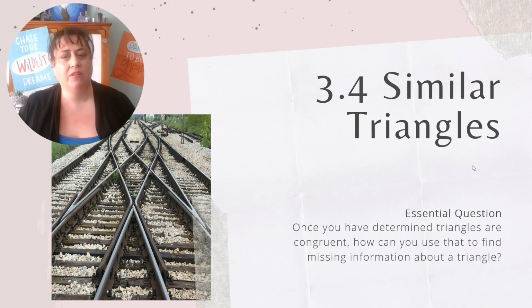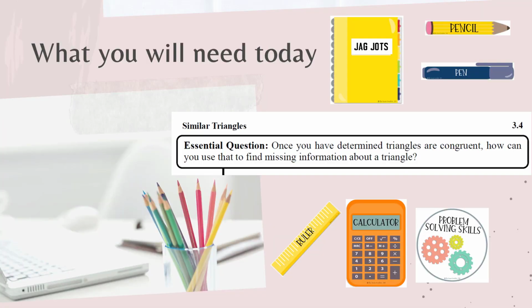Today, we're going to look at the essential question: once you have determined triangles are congruent or similar, how can you use that to find missing information about a triangle? You're going to need your Jaguar Jots. On the top, it should say 3.4, something to write with, either a pen or a pencil. A ruler might be helpful and a calculator might be helpful, and always bring your problem-solving skills with you.